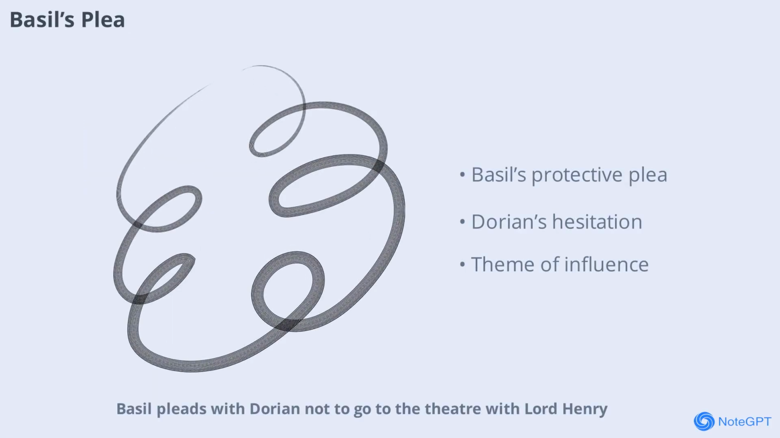Basil pleads with Dorian not to go to the theater with Lord Henry, fearing that his influence will be harmful. Dorian hesitates but ultimately chooses to follow Lord Henry, reinforcing the theme of influence and personal choice. Basil's concern reflects his deep attachment and protective instincts, while Dorian's decision marks a step toward independence and self-discovery. The scene captures the emotional stakes of the story and the consequences of Dorian's action.